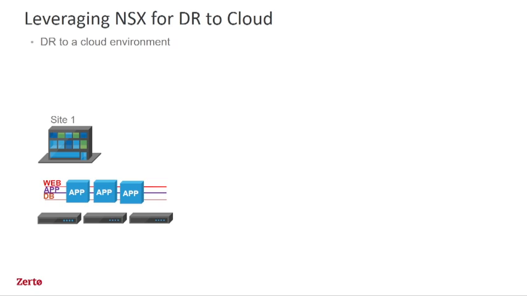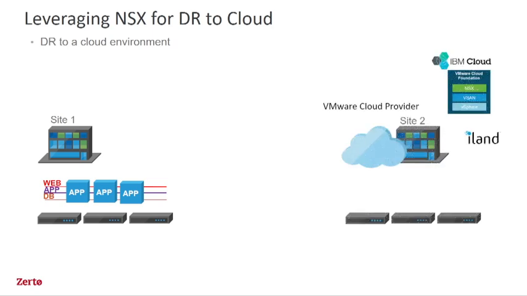Okay? So here we have site 1. This is my on-premise environment. Let's say there's no NSX, so it's all VLAN backed. And here I have another environment in the cloud, and could be using a VMware cloud provider again. It could be IBM Cloud, could be a provider like iLand or another provider. Okay?